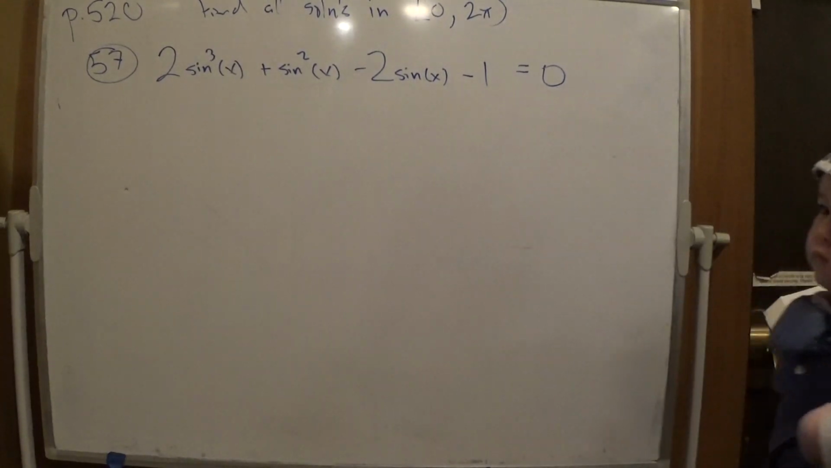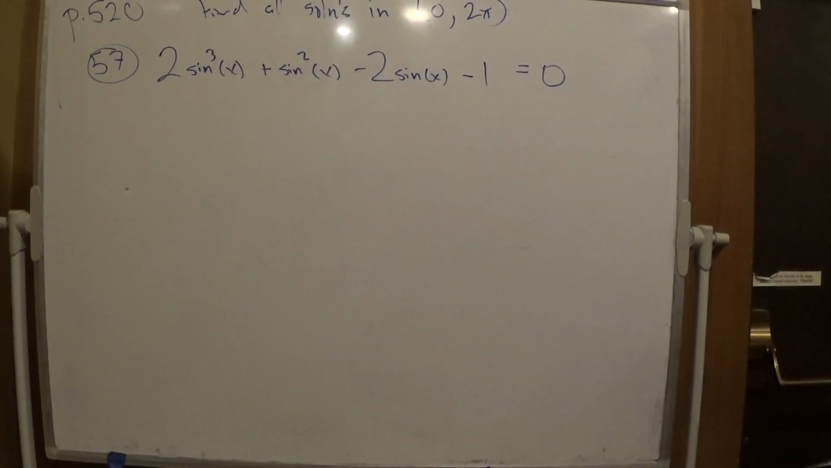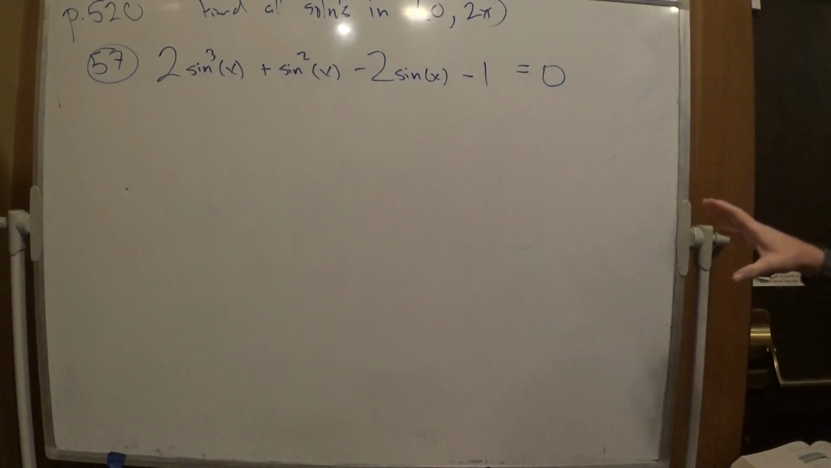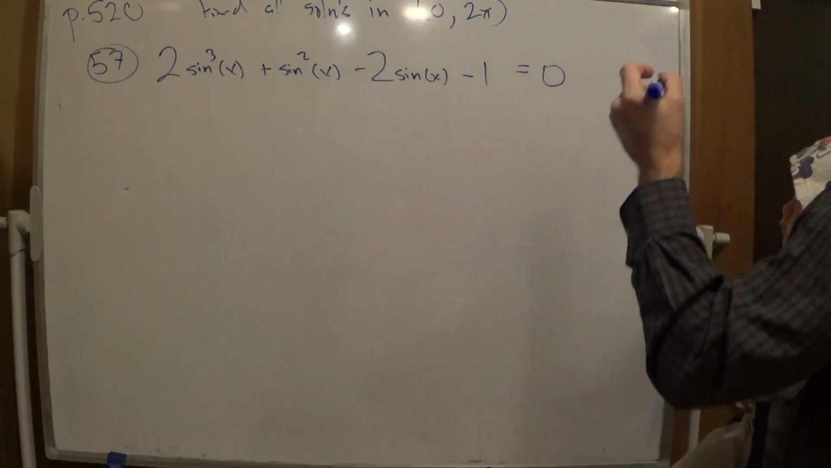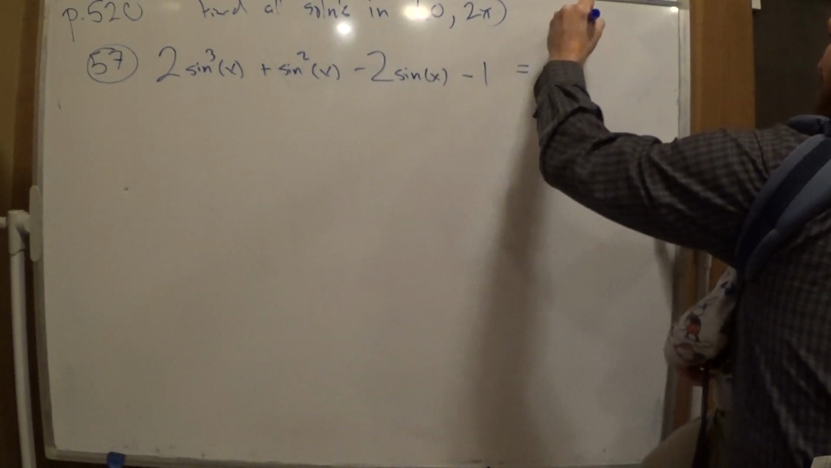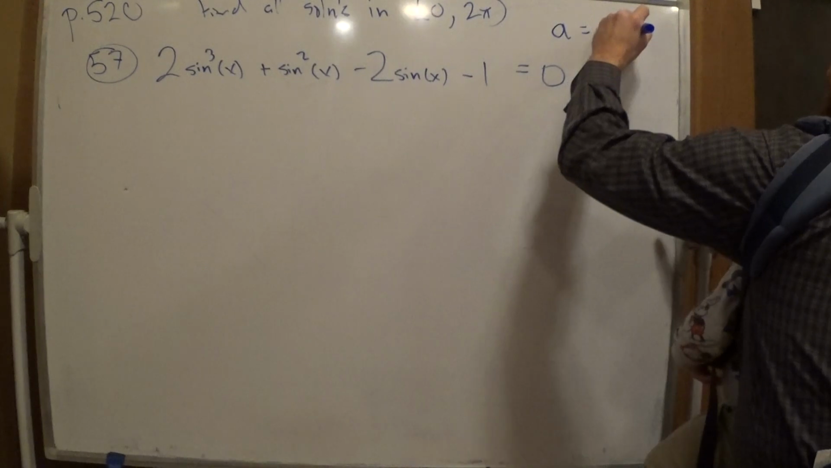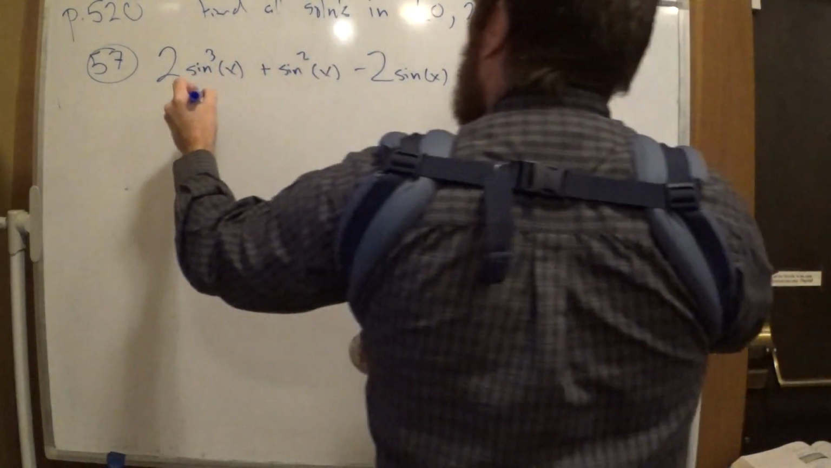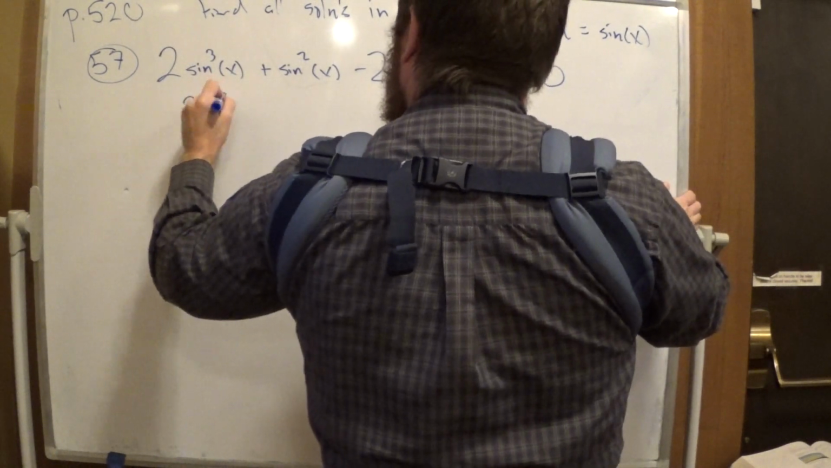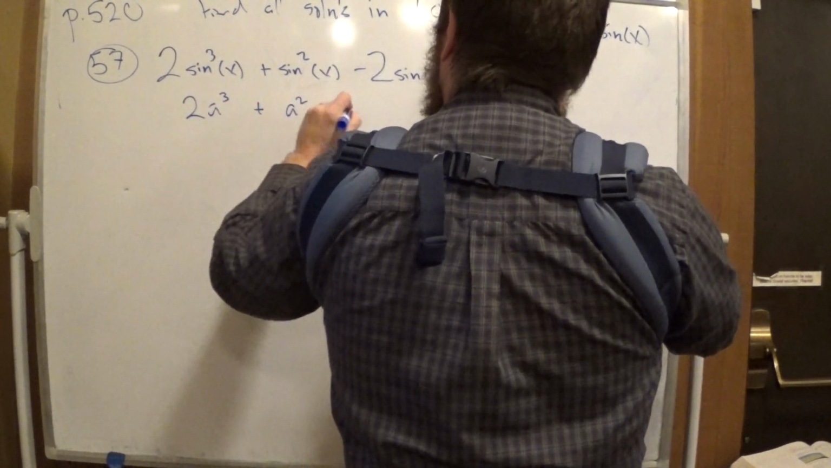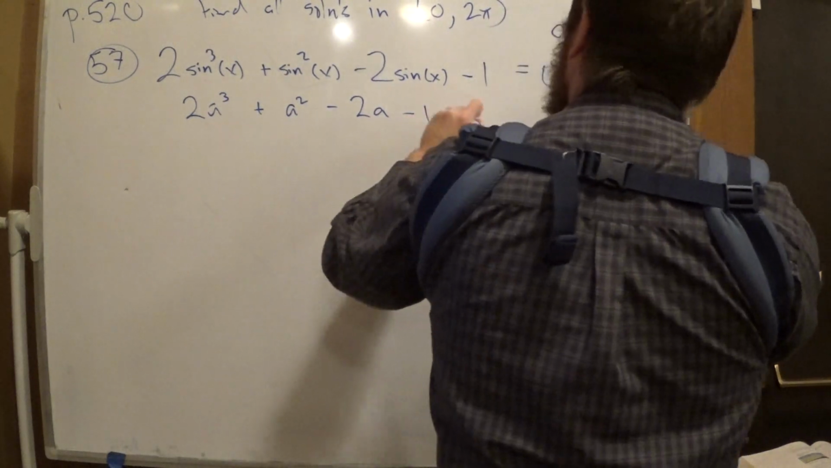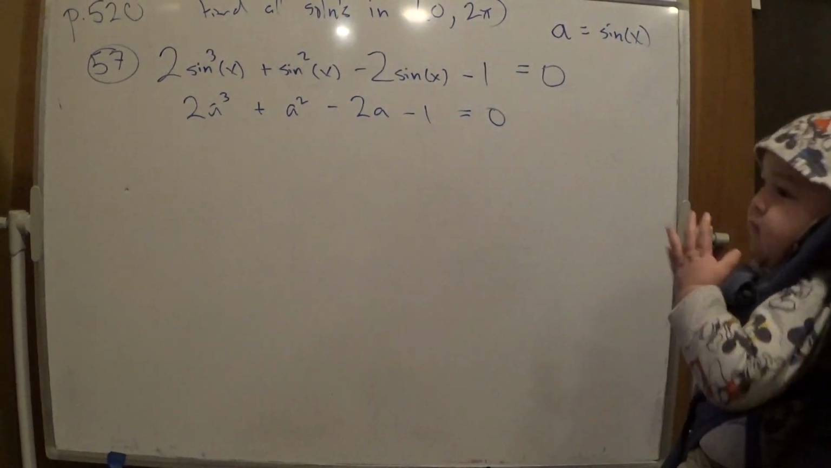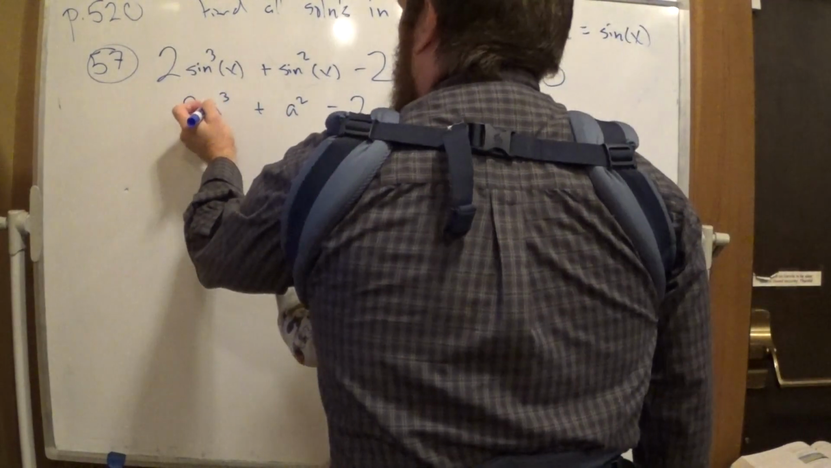So the first thing I'm thinking is, oh, this is a polynomial. You've already said, factor by grouping, so you're already assuming we're going to think about this as a polynomial. And I'm going to use the variable a. I'm going to let a equal sine x. So then this turns this equation into 2a cubed plus a squared minus 2a minus 1 equals 0. And now we have a cubic.